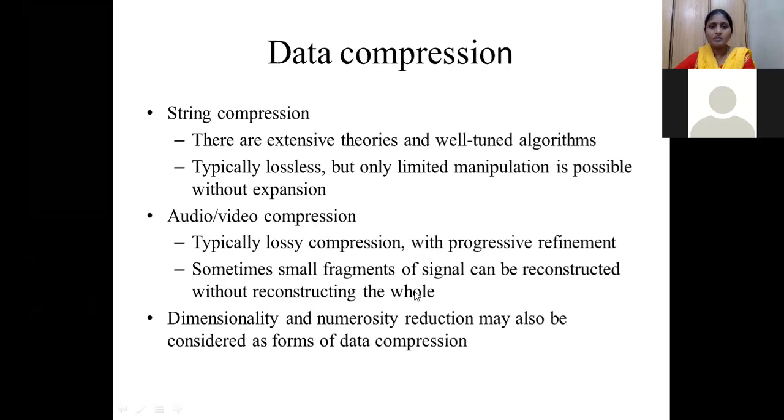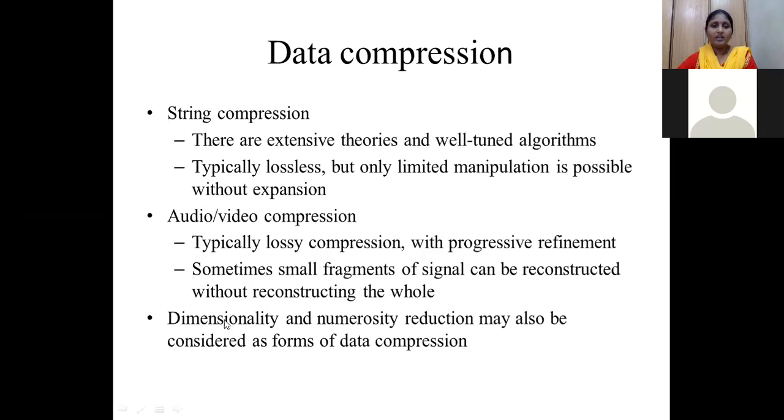Next, sometimes small fragments of a signal can be reconstructed without reconstructing the whole. When you take the total audio or video compression, in that we take only some smaller fragments of the signal and reconstruct them. That means for your particular purpose, we want to reconstruct only smaller portions. We don't require the whole reconstruction. Without decompressing the whole thing again, we take only small fragments of the signal, which we are going to reconstruct.